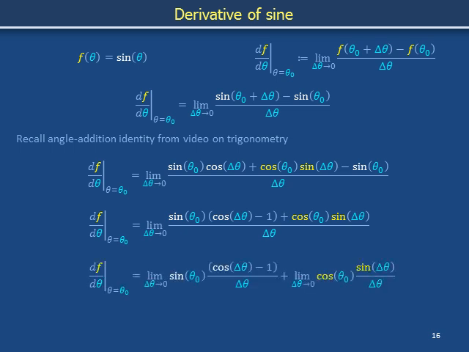Now split the limit into two pieces, the limit as delta theta approaches 0 of sine of theta naught times the ratio of cosine of delta theta minus 1 over delta theta, and the limit as delta theta approaches 0 of cosine of theta naught times the ratio of sine of delta theta over delta theta.